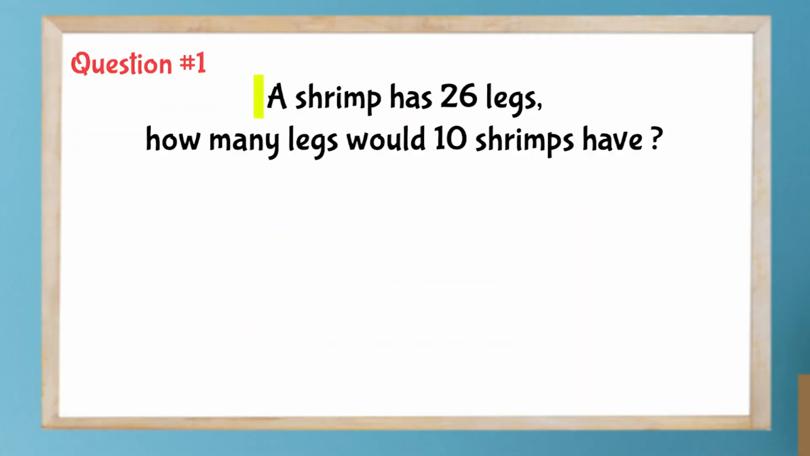So boys and girls, it is your turn to do an activity before we delve into our topic for today. First question. A shrimp has 26 legs, and that is factual, boys and girls. A shrimp has 26 legs. How many legs would 10 shrimps have? Take a few seconds and get this done.